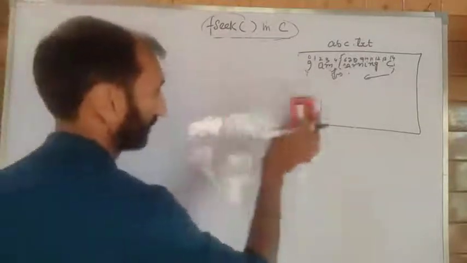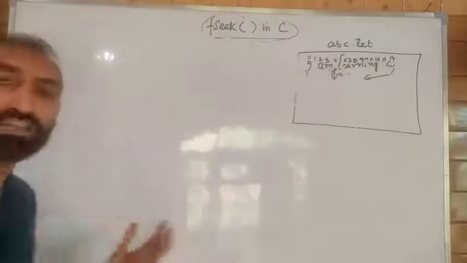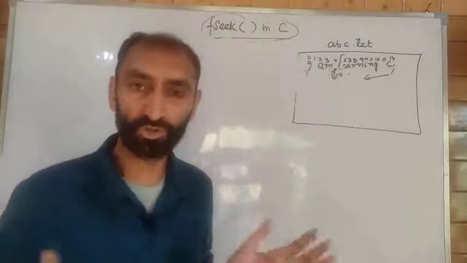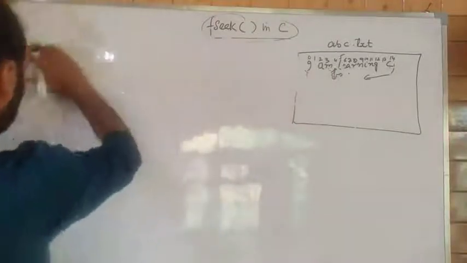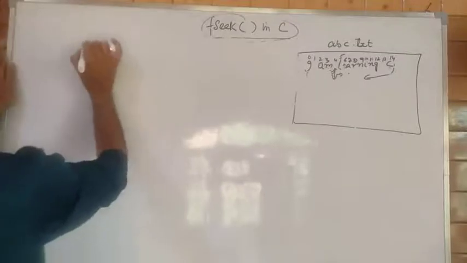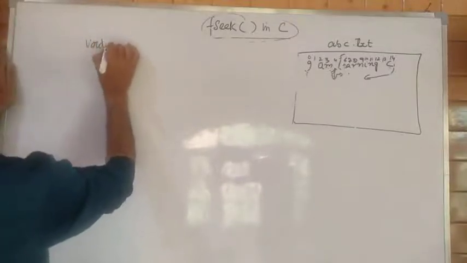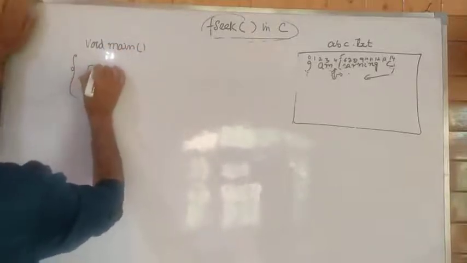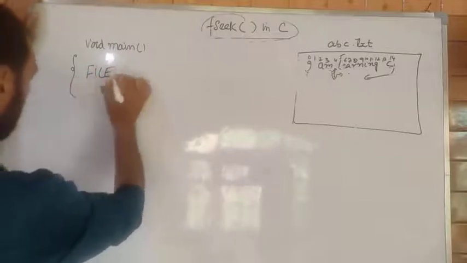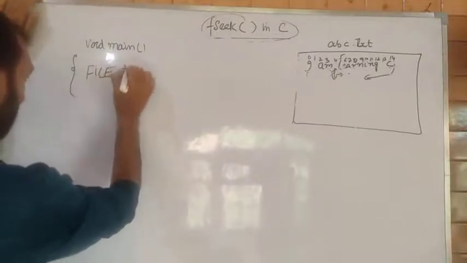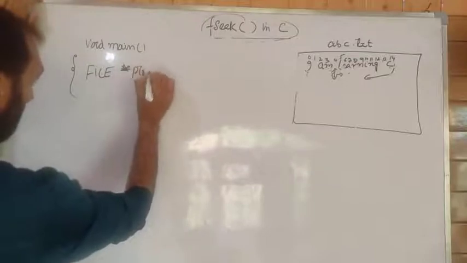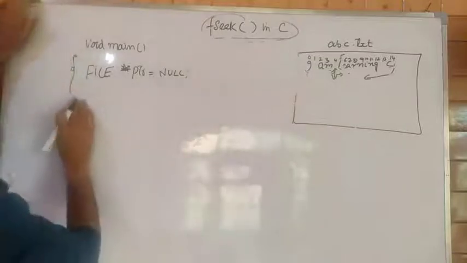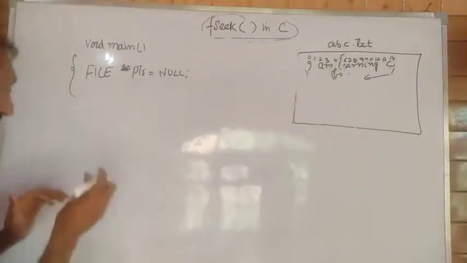For example, first we must make it our habit to include the header files stdio.h, conio.h, etc. And for example, here I am going to write a program, void main. Now first of all, I have to create a file pointer, FILE type. This is a pointer ptr, and initialize it with NULL. Now after that, we have to open this file.